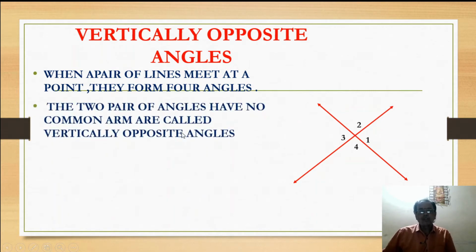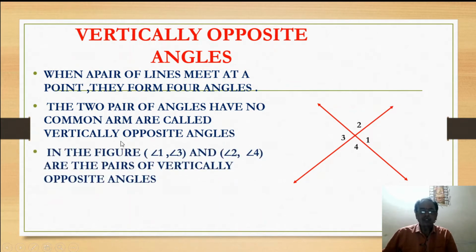Then the two pairs of angles which have no common arm are called vertically opposite angles. No common arm, okay, children. That is just another way of stating the definition. Now in the figure, the pair of angle 1 and angle 3, and the pair of angle 2 and angle 4, are the pairs of vertically opposite angles.